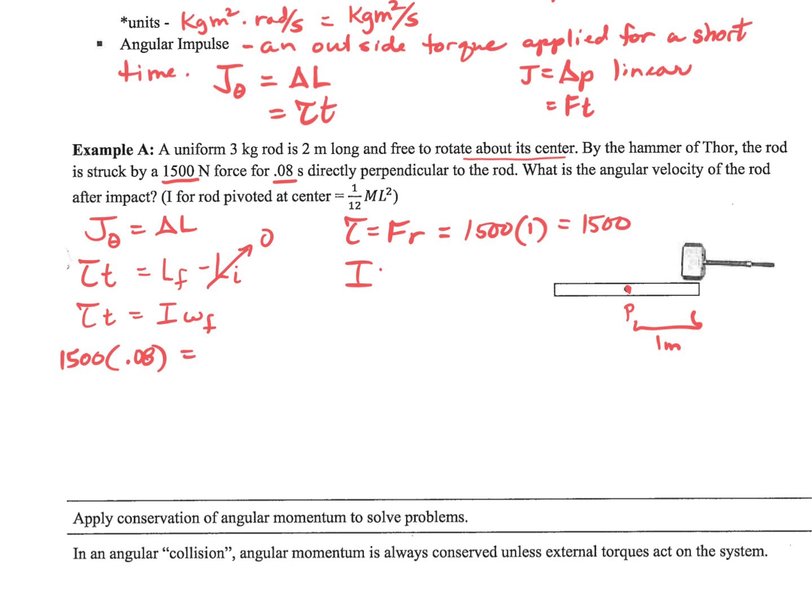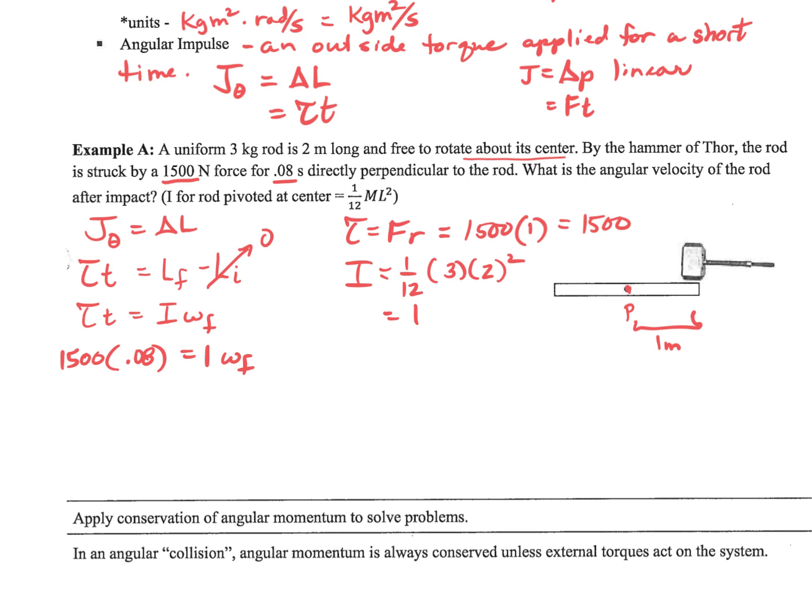Well, let's find I. A rod about the center is 1/12 times the mass, 3 kilograms, times L squared. Well, L in this case is the length of the rod, which is 2 meters, so 2 squared. So we have 4 times 3 over 12, so I is 1. So this is 1 times omega final.